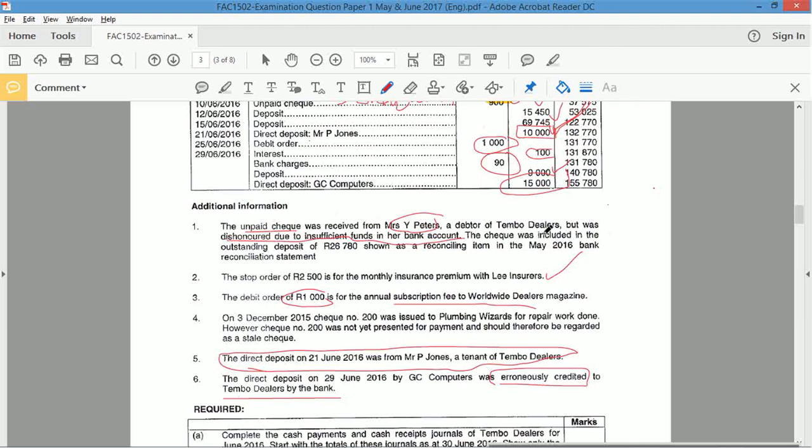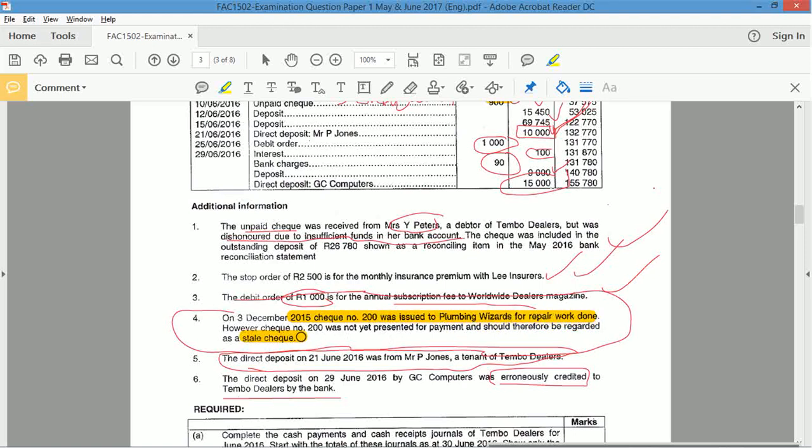Have I looked at this? Yes. Have I looked at that? Yes. Have I looked at that? Yes. Have I looked at this? No, I haven't. Okay, what do they say there? Well, 3rd December check number 200. So there's that check 200 that we saw earlier. Was issued for repair work done. It was not presented for payment and should be regarded as a stale check.